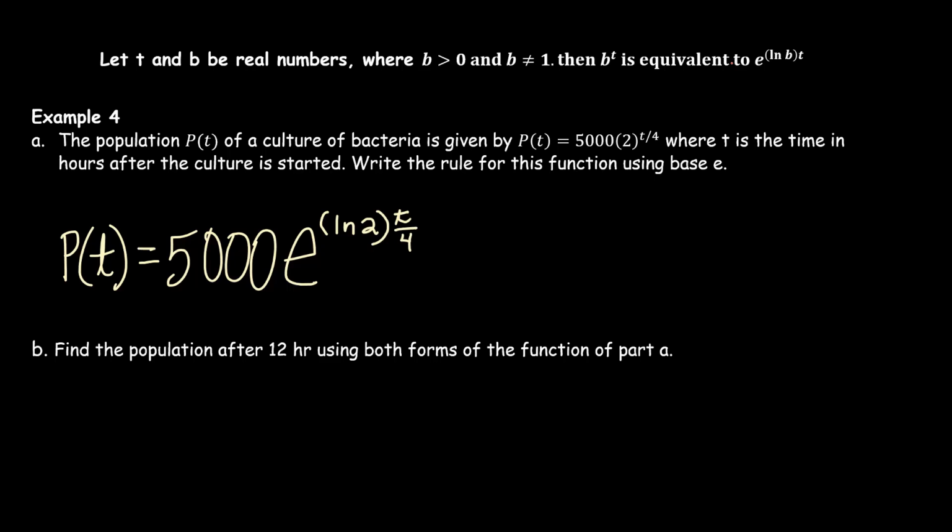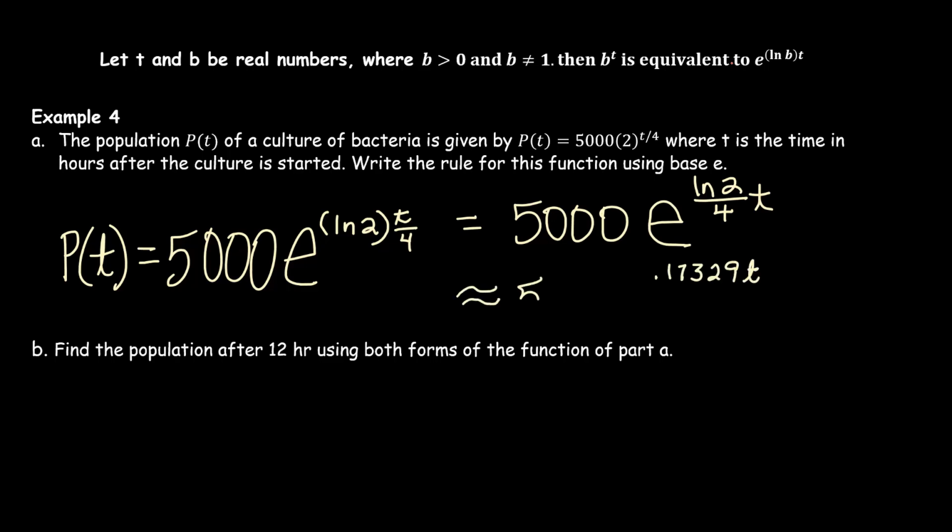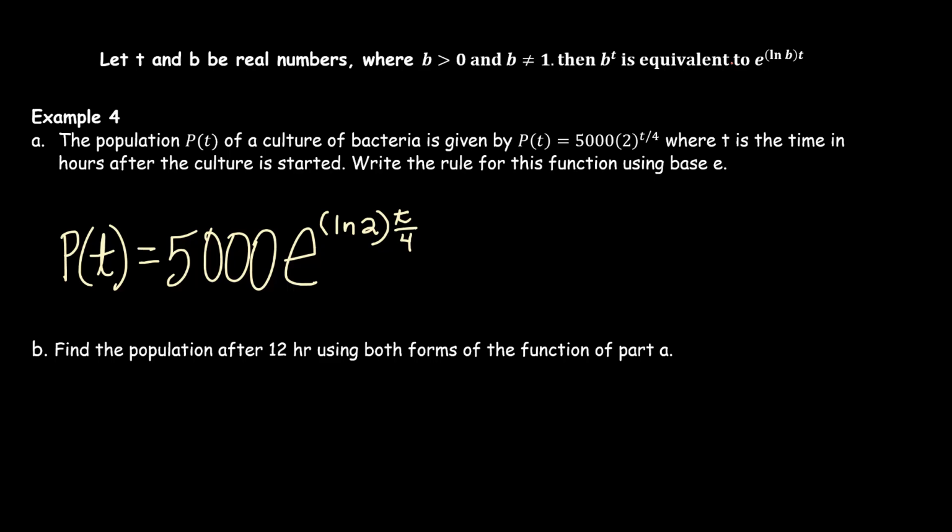So that's exactly what that statement up there says, which we figured out on the last slide. That is 5,000 e raised to the natural log of 2 over 4 times t. And if you punch that into your calculator, you get about 5,000 e to the 0.17329 t. So that is how you could write this function with a base of e instead of a base of 2.